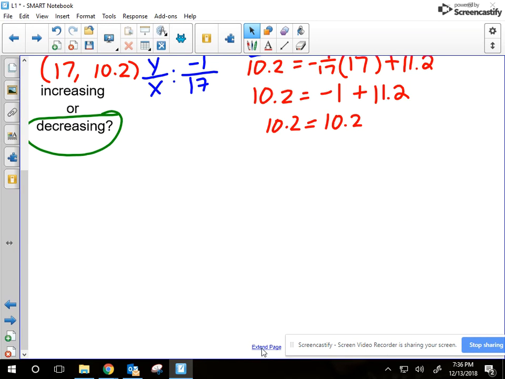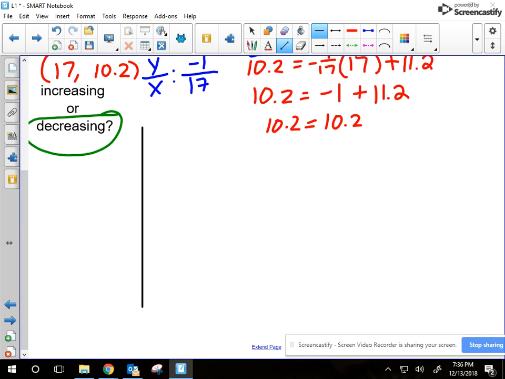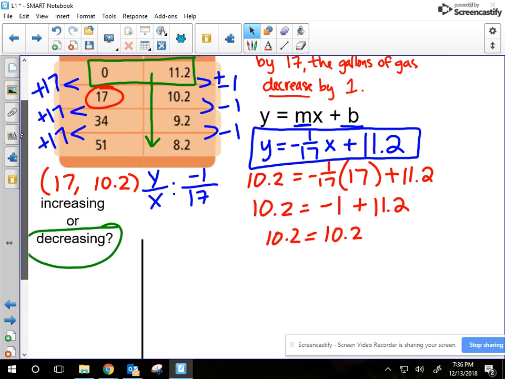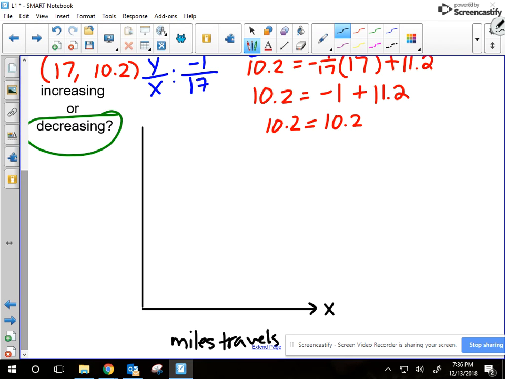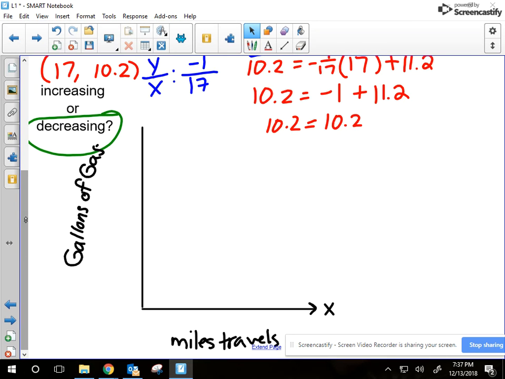So let's give that a try in graphing. Let's name our axes. We have x as our miles traveled. And we have y as the gallons of gas left. So let's think of a scale to count by.